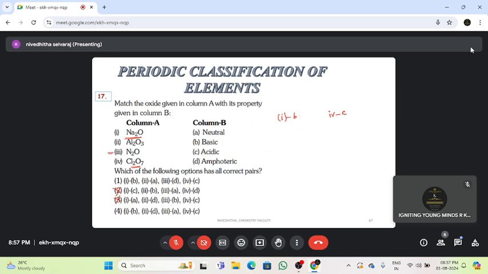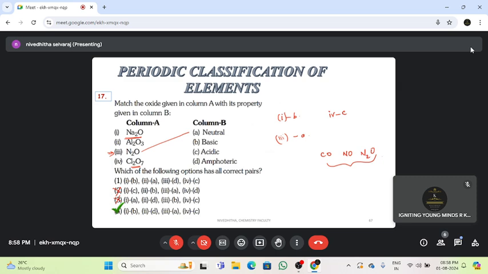Again, nitrous oxide is a neutral one, right? Carbon monoxide, nitric oxide, nitrous oxide: these three oxides are neutral. So the third one we have to connect to A, right? So what is the answer then? Option 4, ma'am. Yes, oxides of aluminium will be amphoteric in nature. So the answer is option 4.